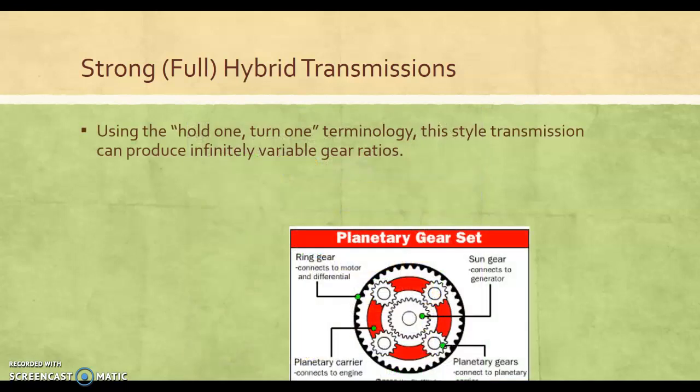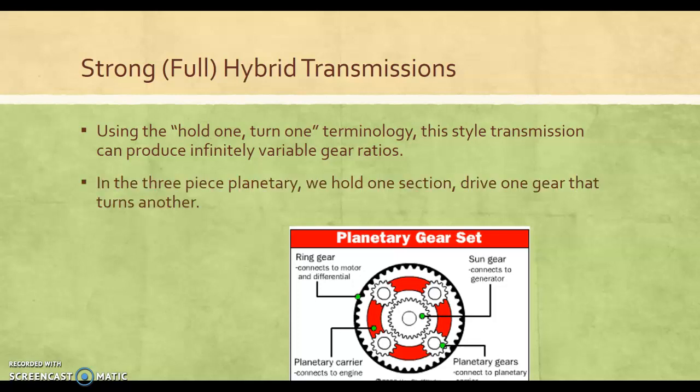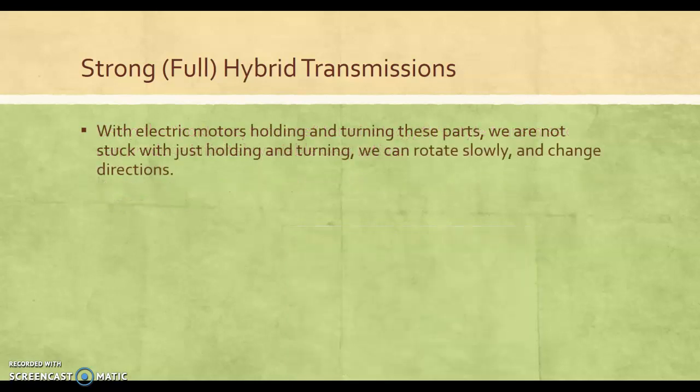So the premise of how this works is basically hold one, turn one terminology. So if you think back to transmissions, when you're looking at automatic transmissions and you had a planetary gear set, you have three members. You have the ring gear, the planetary carrier where the planetary gears are attached, and the sun gear. So if you hold one of those combinations and turn the other one, the third part has an output, right? So that's kind of your gear ratio. But basically, that's the gist of how Toyota uses a planetary gear set in what they call a power split device. So with electric motors holding and turning these parts, we're not stuck with just holding and turning.